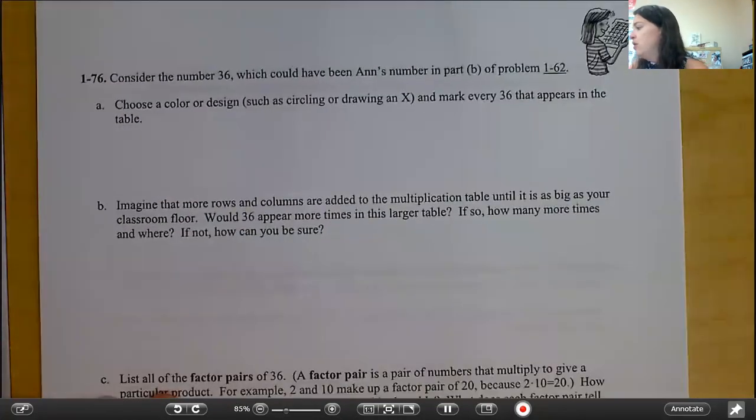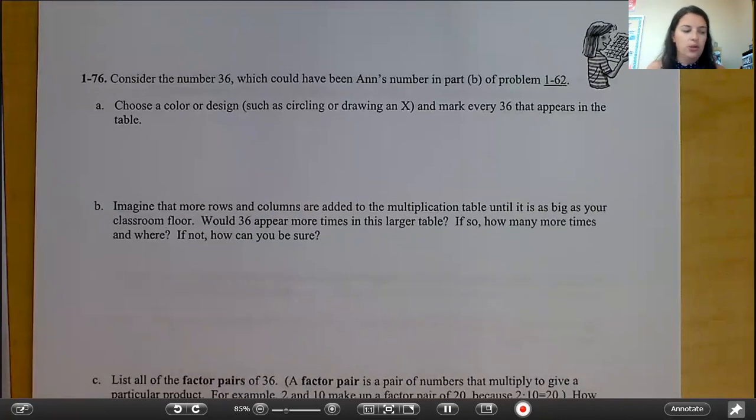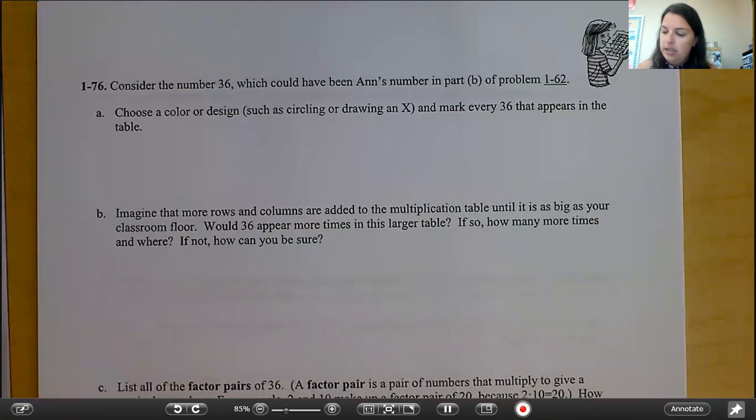Okay, if you're back with me, you've done problem 175. And remember, as long as you can support your answers, you are going to be good to go, because what you say might be different than someone else. 176. Consider the number 36, which could have been Anne's number in part B of problem 162. Choose a color or design, such as circling or drawing an X, and mark every 36 that appears on the table. So do that.